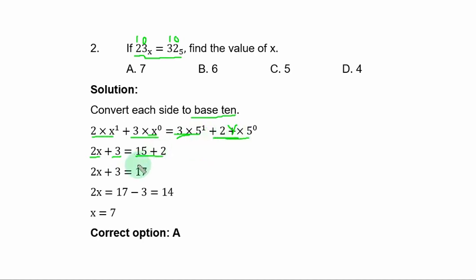So if you add the like terms, you have 2s plus 3 equal to 17. Collect like terms, 2s is equal to 17 minus 3, and that is 14. Divide through by 2, s is equal to 7. A is the correct option.